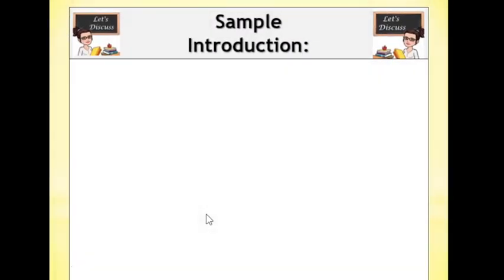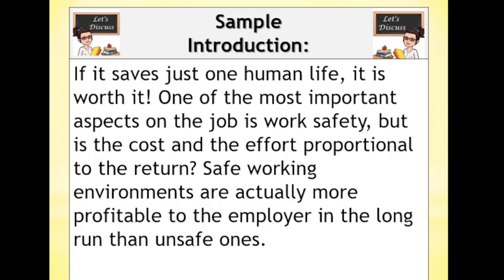Now, how do we put them together? Let's take a look at the sample introductory paragraph. If it saves just one human life, it is worth it. This is our provocative statement earlier, if you remember. One of the most important aspects of the job is work safety. But is the cost and the effort proportional to the return? Safe working environments are actually more profitable to the employer in the long run than unsafe ones. Here you would notice that we just put together all our sentences to create a good introduction.